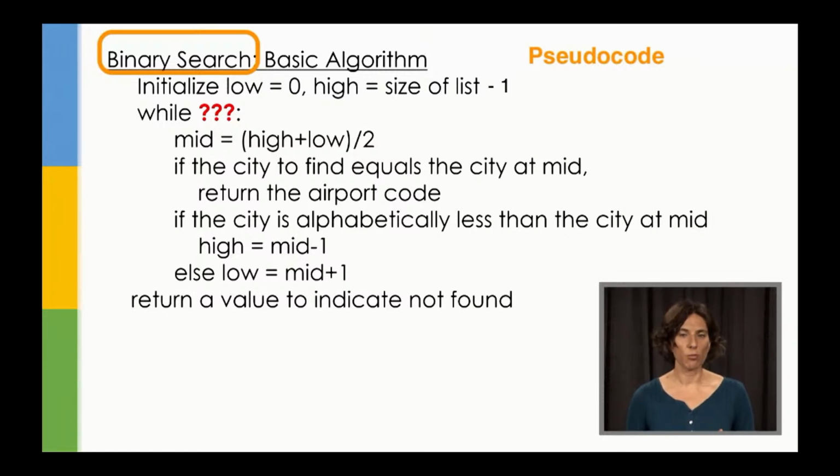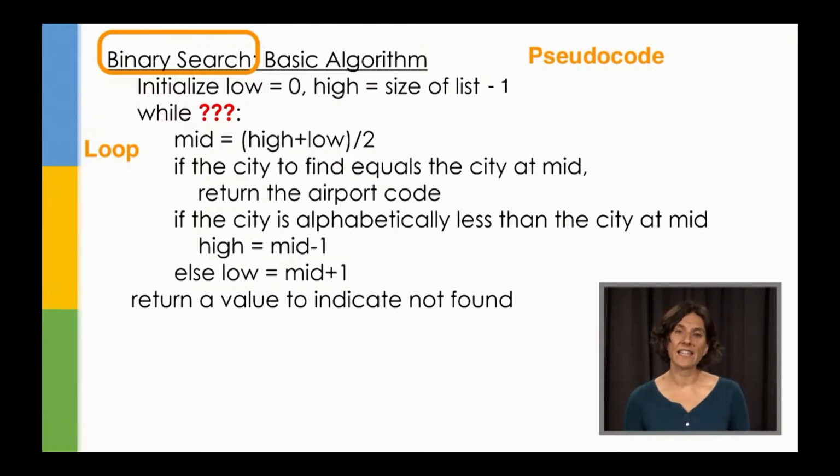Now we're going to enter a loop. And it's a little bit unclear yet when our loop is going to stop. So let's leave that as a question mark for the future. That'll be for you to think about in just a second. But inside the loop, here's what we're going to do. We're going to calculate that midpoint of the array, and then look at the element that's in that midpoint of the array. If that element matches the city that we're looking for, then we're done. We just return that 3-letter city code.